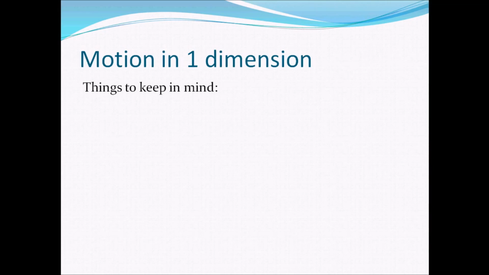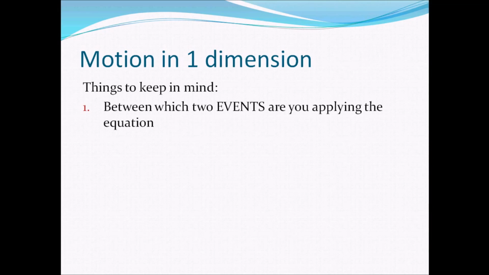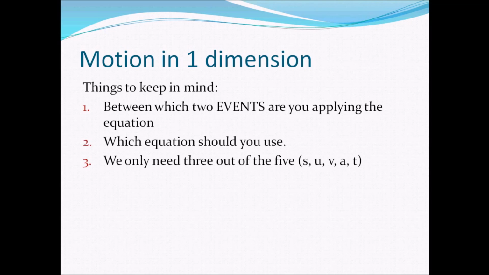Whenever we solve a problem involving motion in one dimension, there are a certain number of things we need to keep in mind. The first is we need to decide between which two events we are applying the equation. Then we need to decide which equation we should use. Now how do we decide which equation to use? We know that there are a total of 5 quantities: the displacement, the initial velocity, the final velocity, the acceleration and time. And we know that we need any 3 out of the 5 quantities, and we'll be able to find the other 2. Based on which 3 quantities we know, we can decide which equation to use.